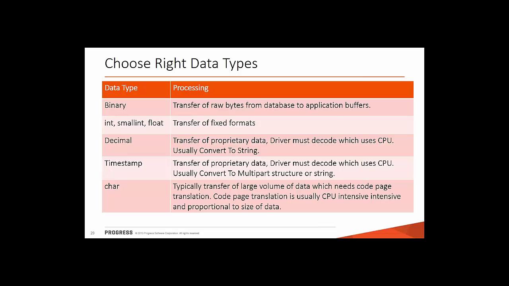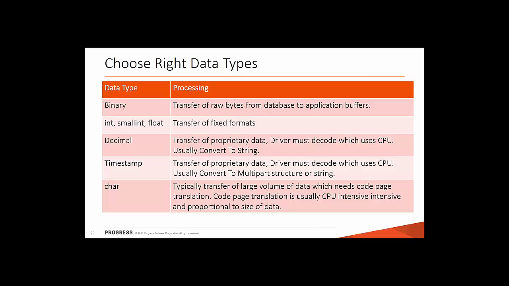Then the data types like integer, small int, and float usually have fixed formats. So the processing needed on the raw bytes is very minimal. So they come second in the line. Then come decimal types. They are usually stored in proprietary formats, and sometimes the driver needs to decode them and use CPU to decode them. So decimals are third in the line.